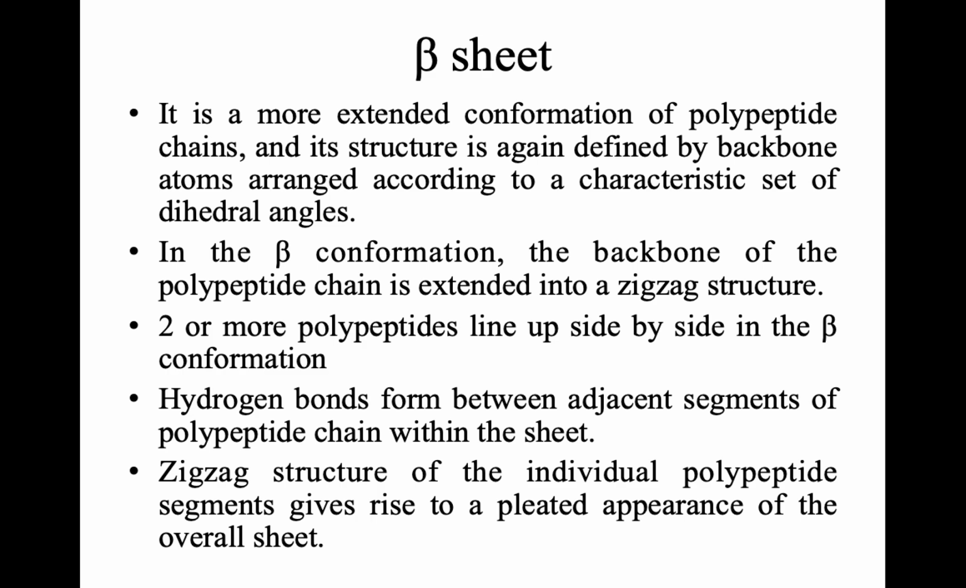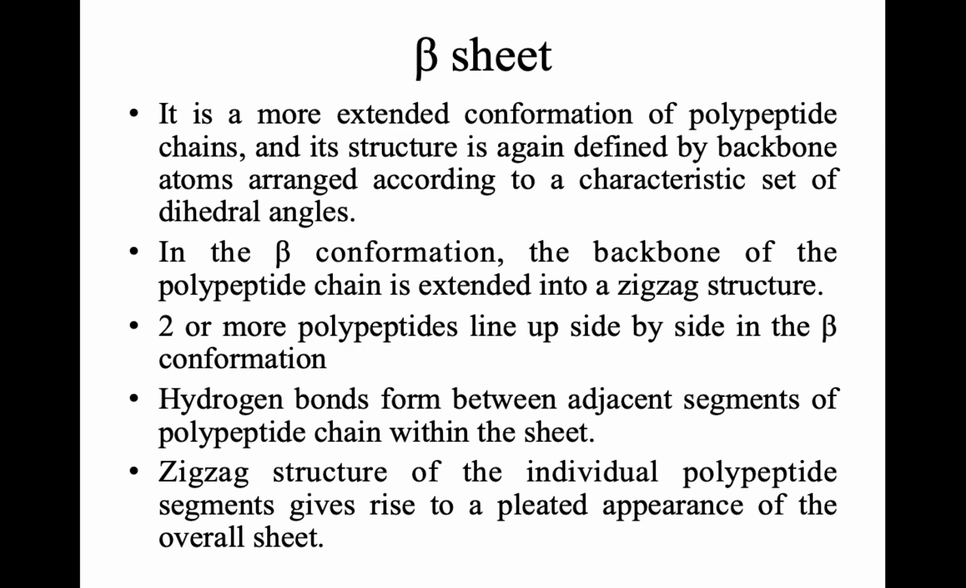In the beta sheet, these two or more polypeptide chains are stabilized with the help of the formation of interchain hydrogen bonding between them. The hydrogen bond is formed because of the presence of the carbonyl oxygen and the amide hydrogen. The hydrogen bond is formed between the carbonyl oxygen of one polypeptide chain and the amide hydrogen of the other polypeptide chain.